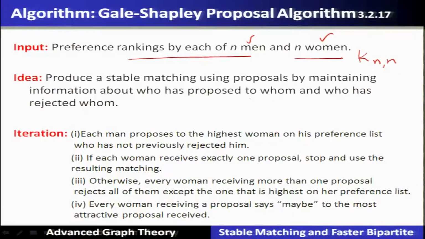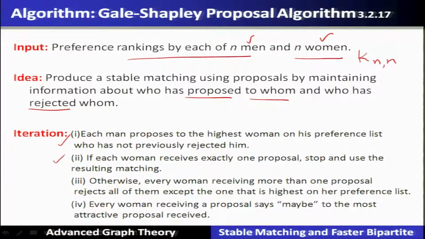There are two important notions, proposal and rejection. The algorithm will iterate: in step 1, each man proposes to the highest woman on his preference list who has not previously rejected him. Step 2 says that if each woman receives exactly one proposal, then it will stop and use the resulting matching.